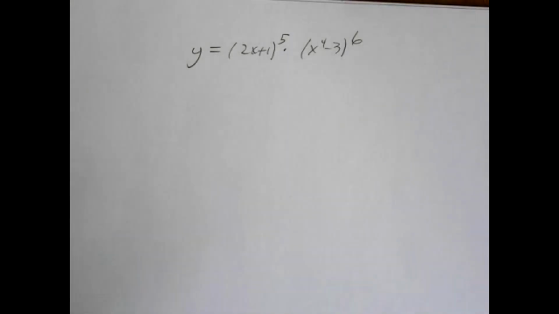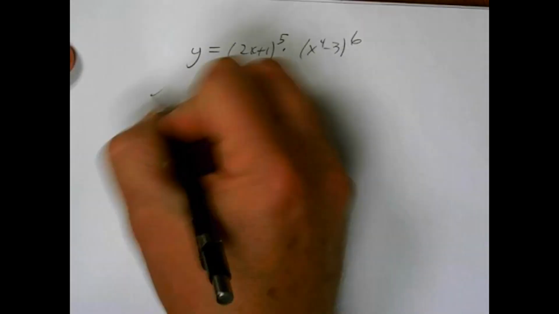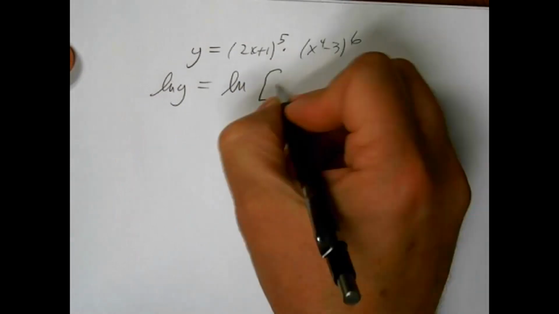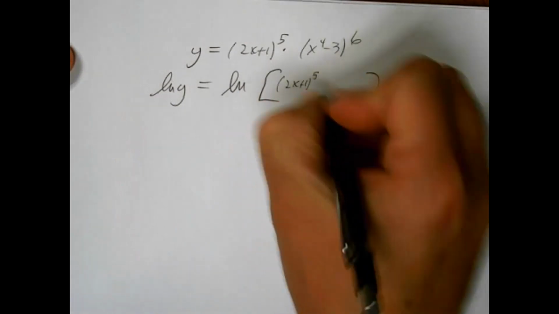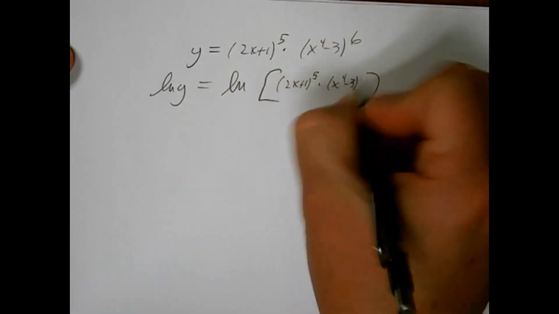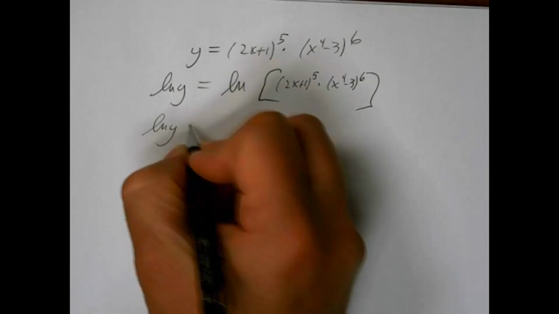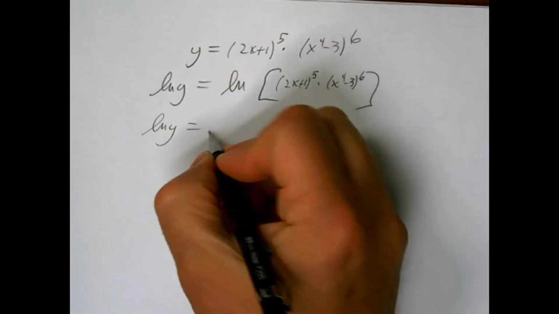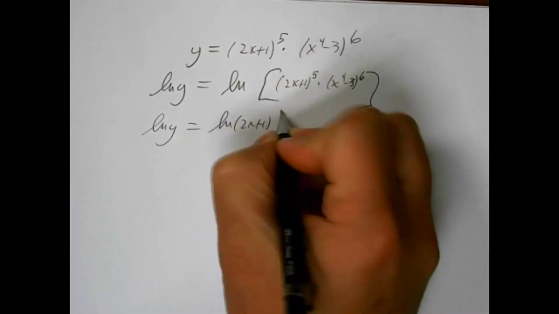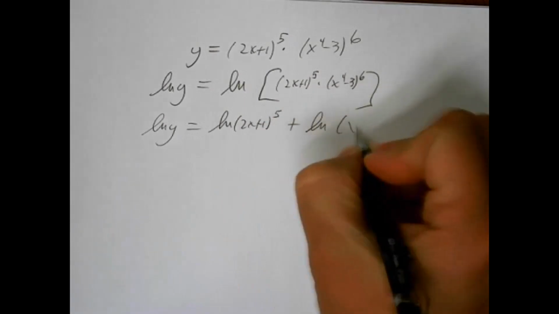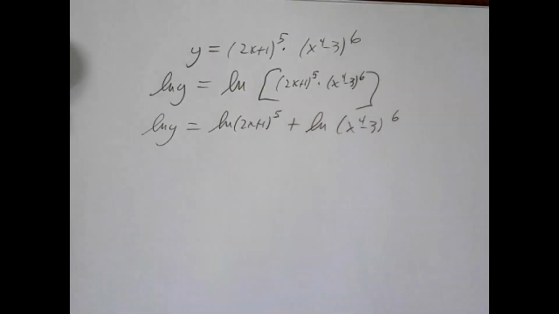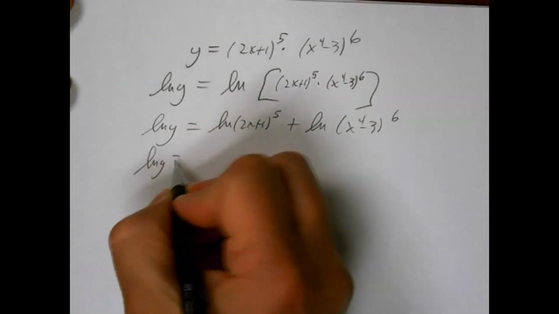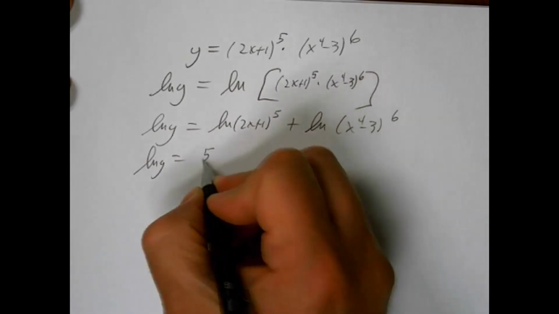So how is logarithmic differentiation achieved? Well, first thing you do is take the log of both sides. You have natural log of y equal natural log of this entire expression. All right, and then you're going to use what you've previously learned about logarithms to break this expression apart. This is going to become natural log of 2x plus 1 to the 5th plus natural log of x to the 4th minus 3 to the 6th. Again, because with logs, a product becomes addition. And then also, powers become coefficients.